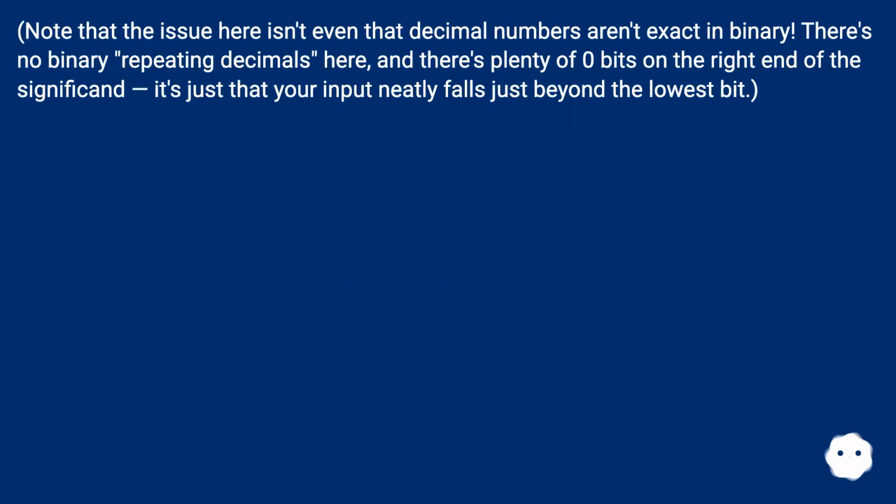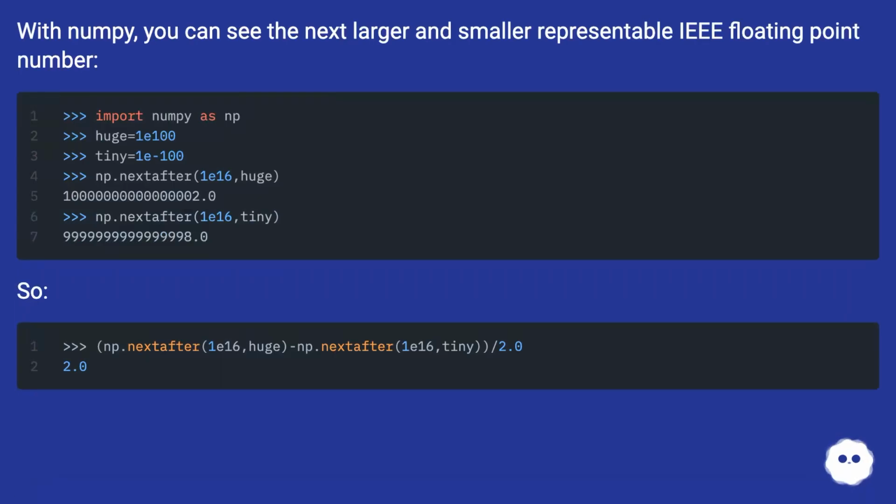Note that the issue here isn't even that decimal numbers aren't exact in binary. There's no binary repeating decimals here, and there's plenty of 0 bits on the right end of the significand, it's just that your input neatly falls just beyond the lowest bit. With numpy, you can see the next larger and smaller representable IEEE floating point number.